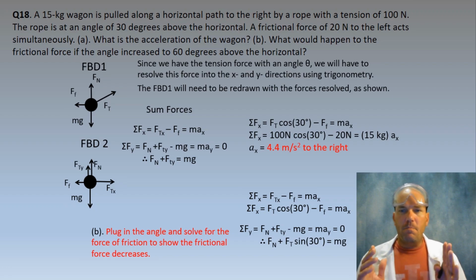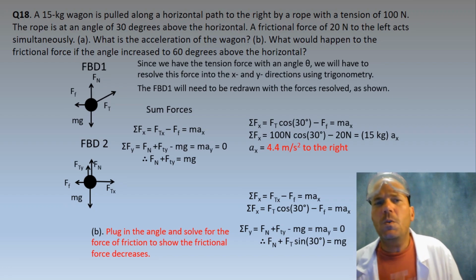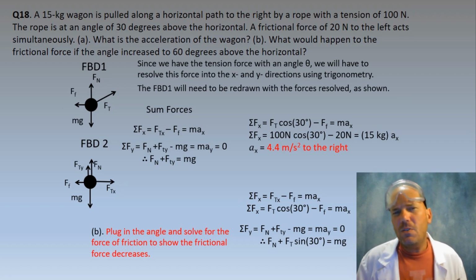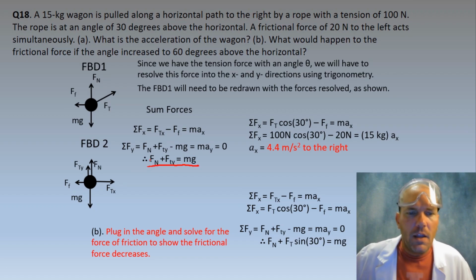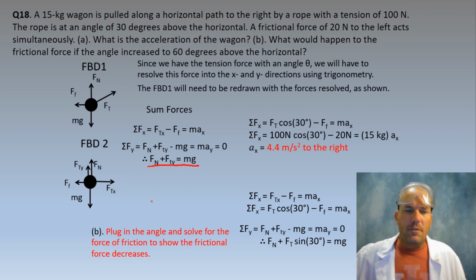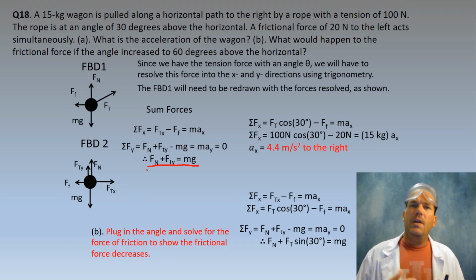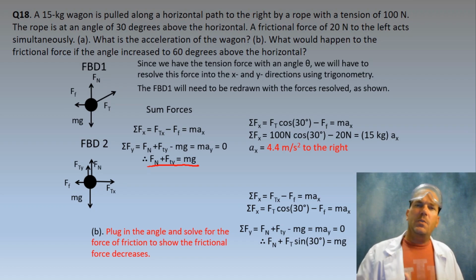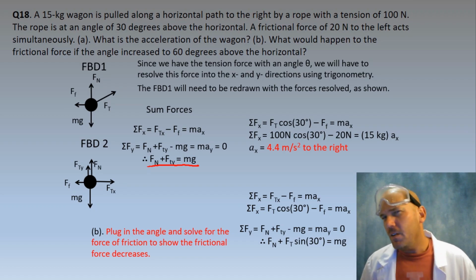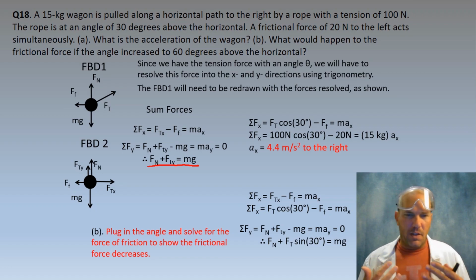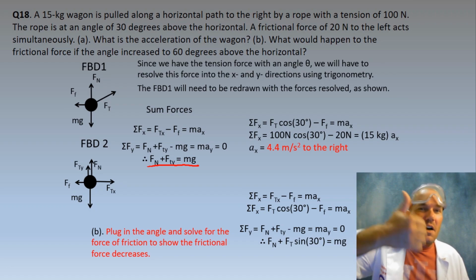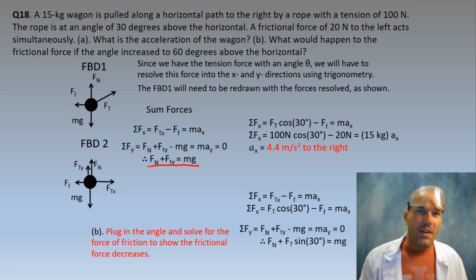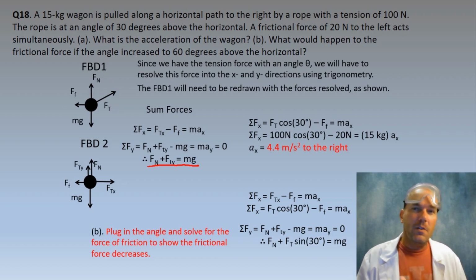Okay. Now for B, what would happen if the frictional force changed? So this is a really cool question, and the answer to it lies right here. Notice the force normal, and now we're adding this force of tension Y. Well, the greater the angle is above the horizontal, say from 30 to 60 degrees, there's now more of a vertical component, okay? So FTY, the vertical force of tension, will increase, okay?